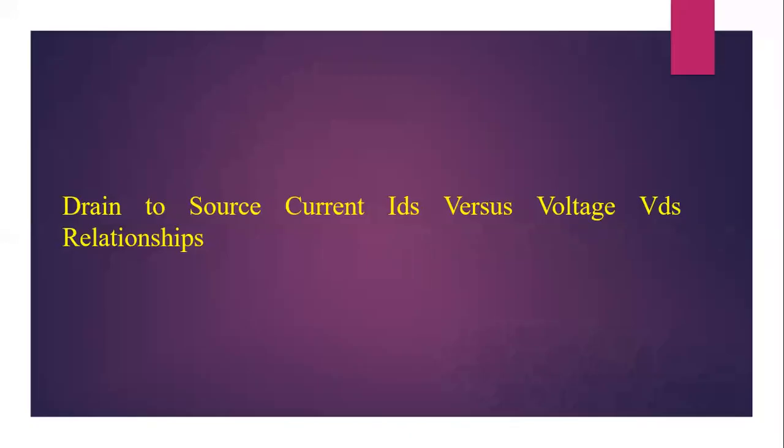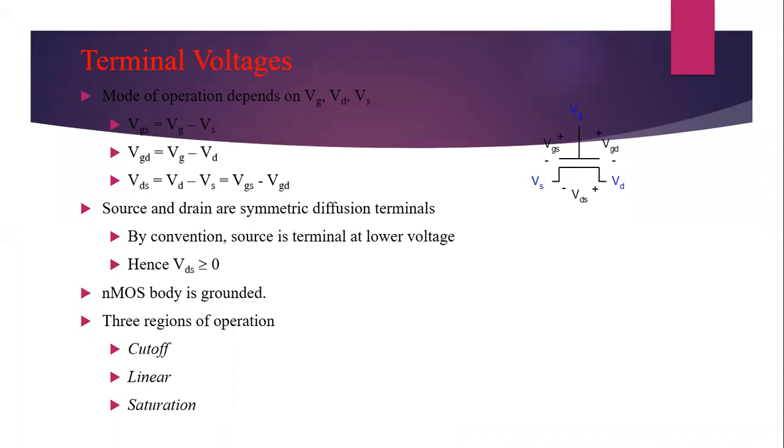In this video, we are going to see the relationship between IDS and VDS, that is the drain to source current versus voltage VDS relationship. First, we start with the terminal voltages, that is the mode of operation. Basically, in a MOSFET there are three different modes: cutoff, linear and saturation, and these three modes of operation depend on the voltage of gate, drain and source.